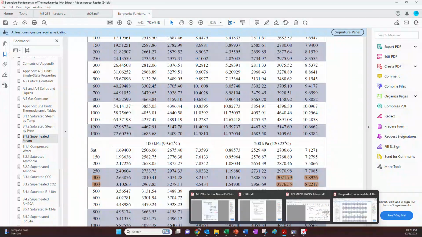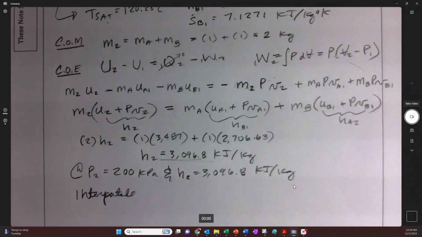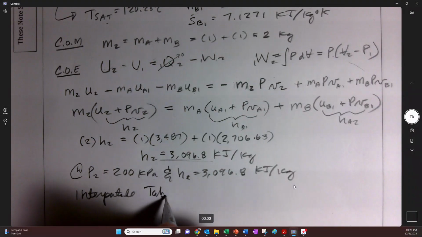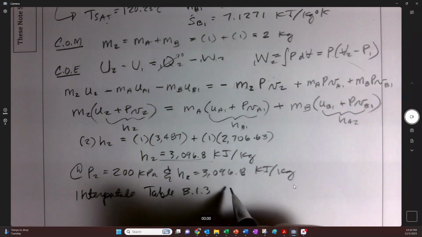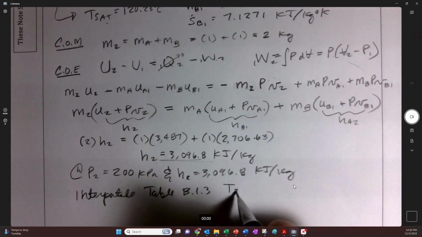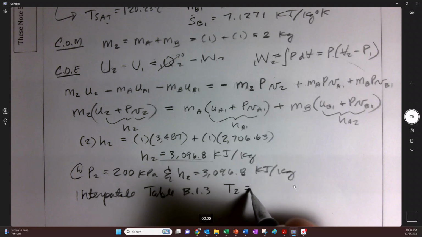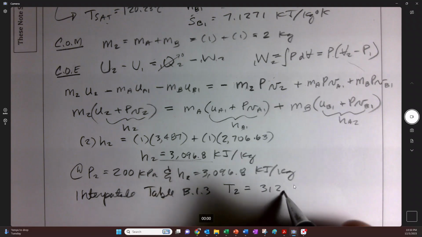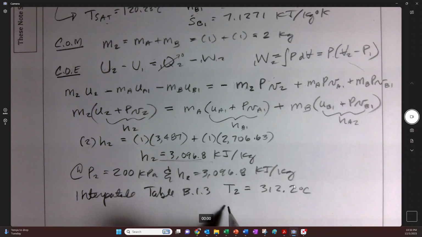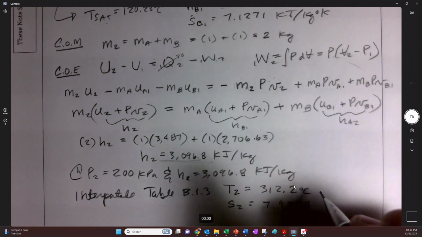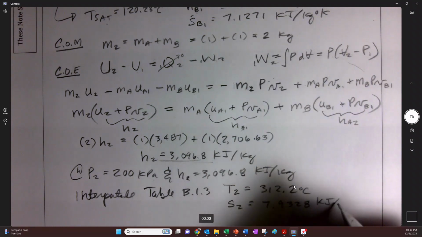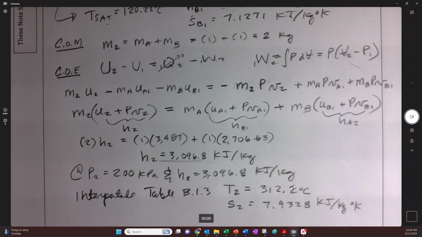Interpolate table B.1.3. We find that T2 is going to be 312.2 degrees, and that S2 is going to be 7.9328 kilojoules per kilogram degree Kelvin.